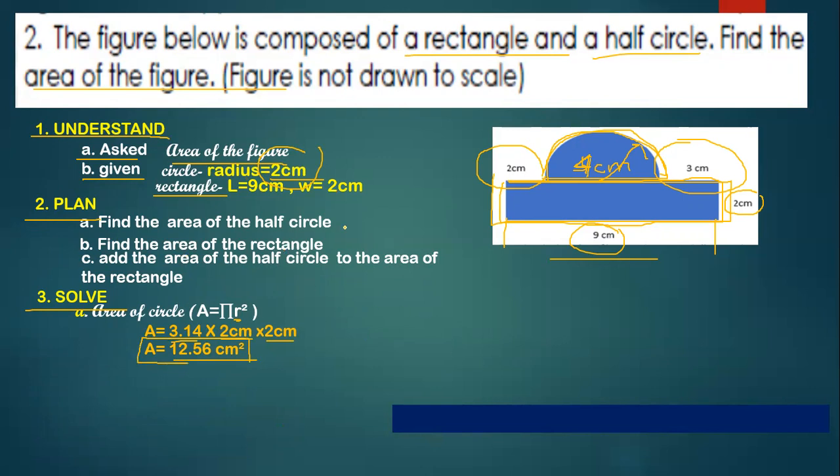Pero teka lang, sir, kalahati lang ng area ng circle ang kailangan natin. So ang gagawin, you have to divide it by 2. Okay, so yan lang yan. Okay, and then, so that is 12.56 divided by 2. Kaya ang half circle, ang area ng half circle is equals to 6.28.